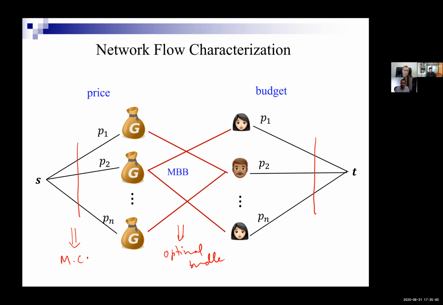As you change the prices, the MBB edges will change. So the network will change with respect to the prices. So let's take a simple example.